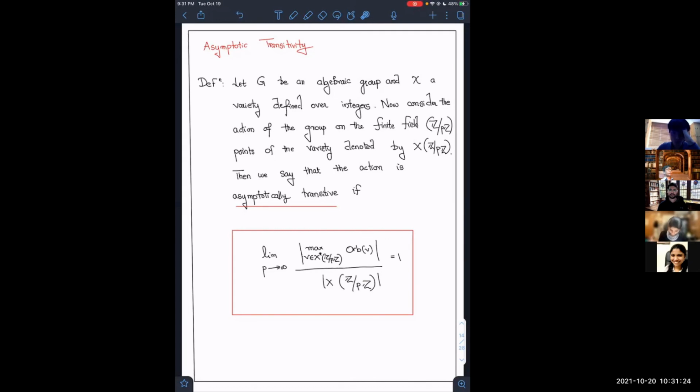So the idea is, since we have finite field points, suppose G is an algebraic group and X is a variety defined over integers. And if you look at the action of the group G on the finite field points of this variety, which we denote by X of Z mod PZ, then we look at the ratio of the biggest orbit under this action with the size of the variety. And if this ratio goes to 1 when P goes to infinity, then we say that the action is asymptotically transitive.